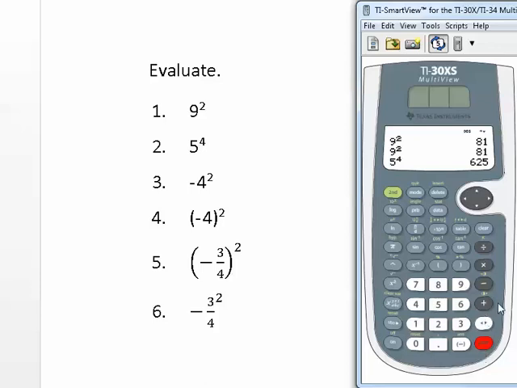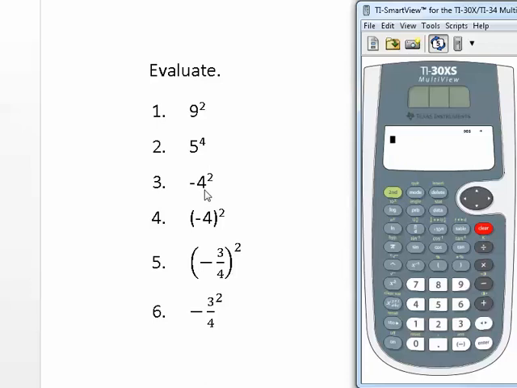So let's try it with the general exponent or the caret button. So 5, the caret button, 4, and press enter. So you'll see here that if you want to square a number, it's more convenient to use the square button. And if you want to raise a number to an exponent that's not a 2, then the caret button is a better option. Let's clear the screen and take a look at number 3 and 4.